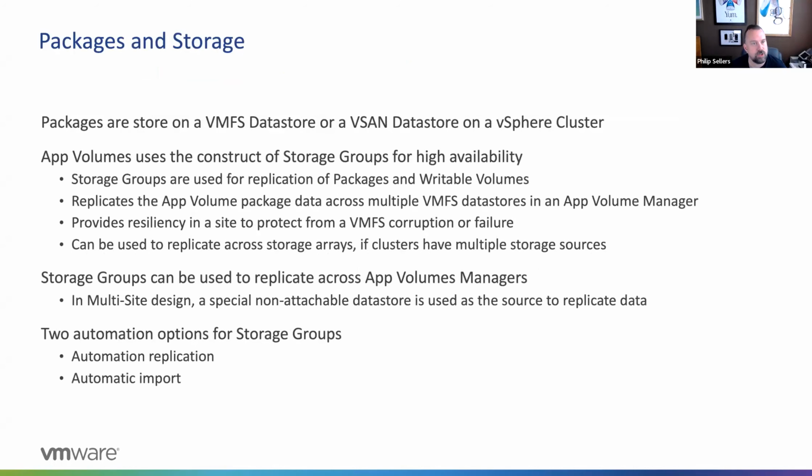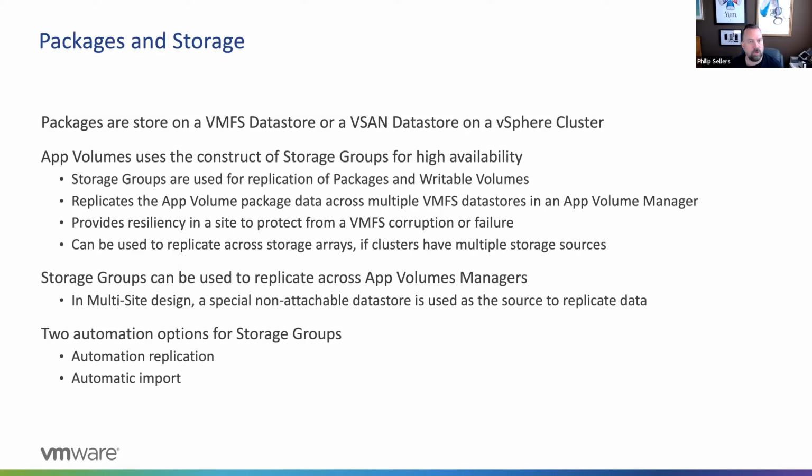So packages are stored on either a VMFS data store or a vSAN data store for vSphere clusters. For AVD and other VHD, they're stored on a SMB share. So App Volumes does support both of those technologies depending on where your use case is at. When you create an App Volume Manager, you choose, is it going to be vSphere integrated or is it going to use VHDs stored on a share?